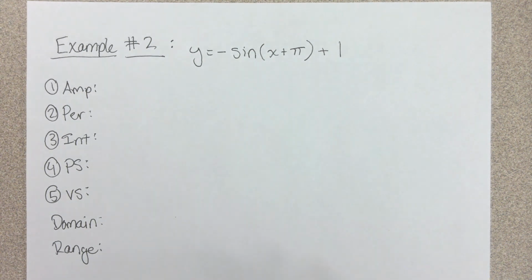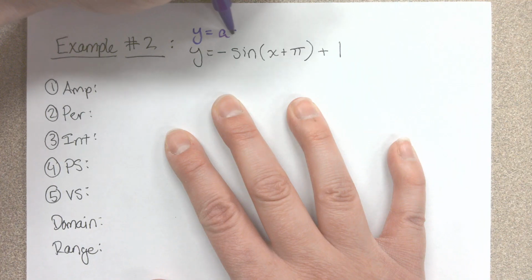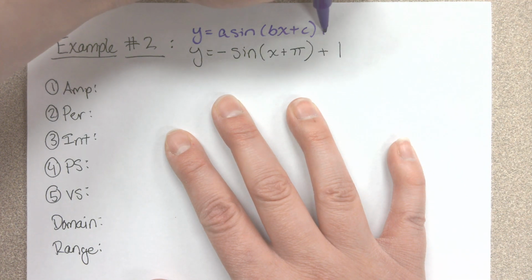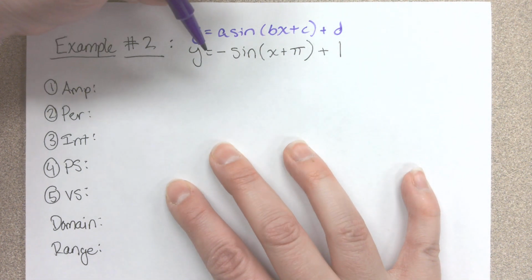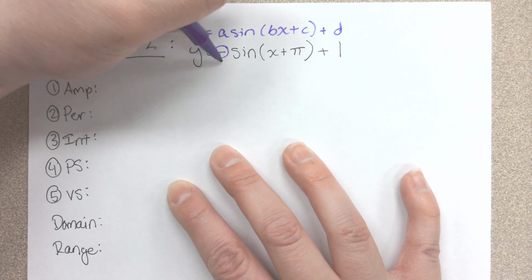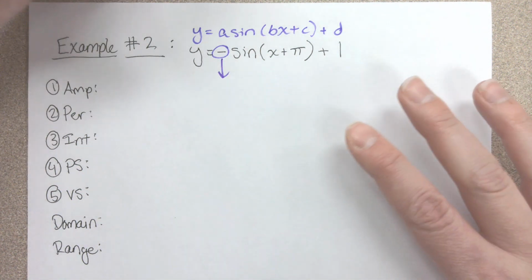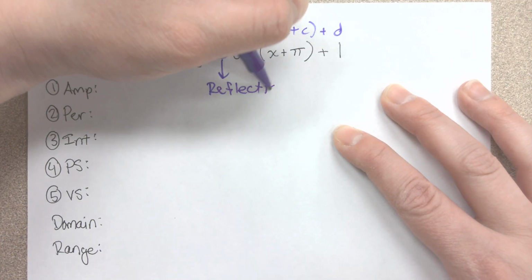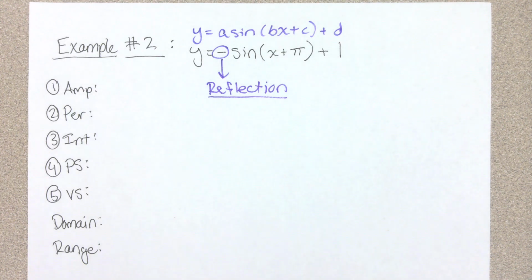General information, we'll start with the general equation. Y equals a sine of bx plus c plus d. Again, you want to pay very close attention. Notice that negative from the beginning. We have a reflection here.